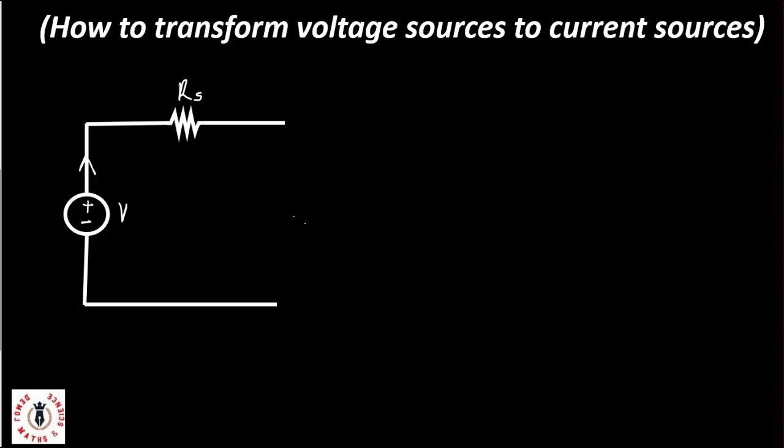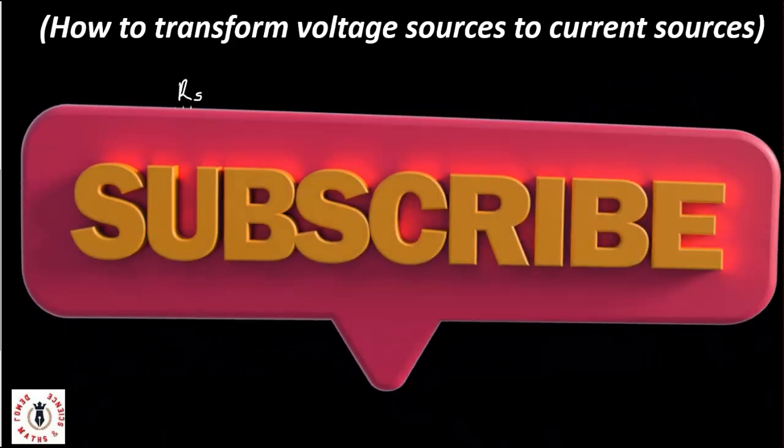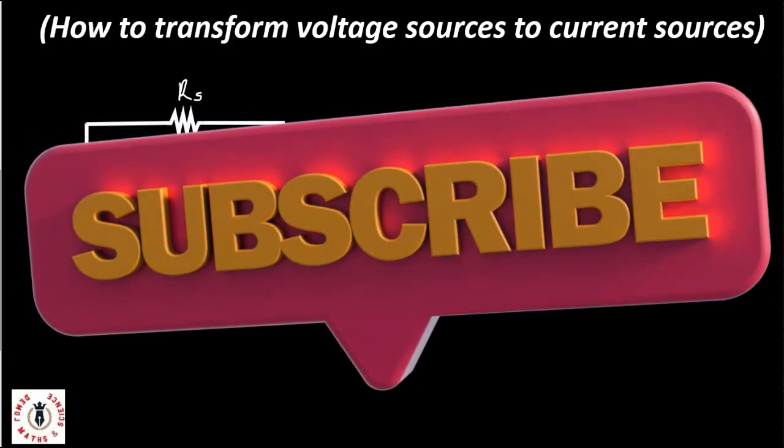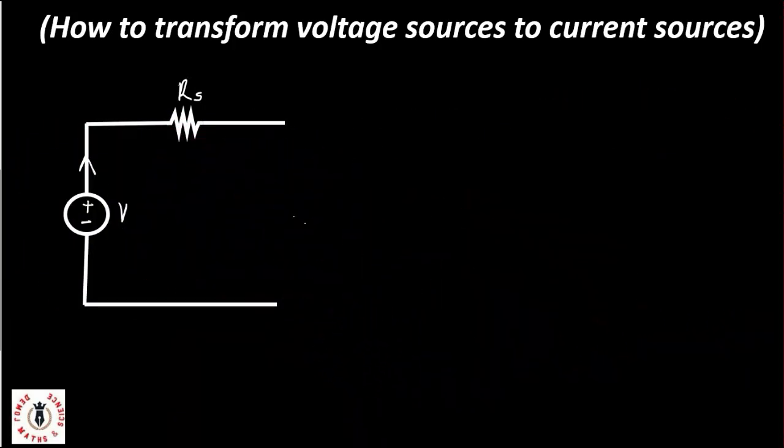In our previous lessons, we have seen how to use different power sources, voltage sources, and current sources in DC circuit. In the next series of lessons, we'll be seeing how to convert from one power source to another. That is, how to convert from voltage sources to current sources, and also how to convert from current sources back to voltage sources.